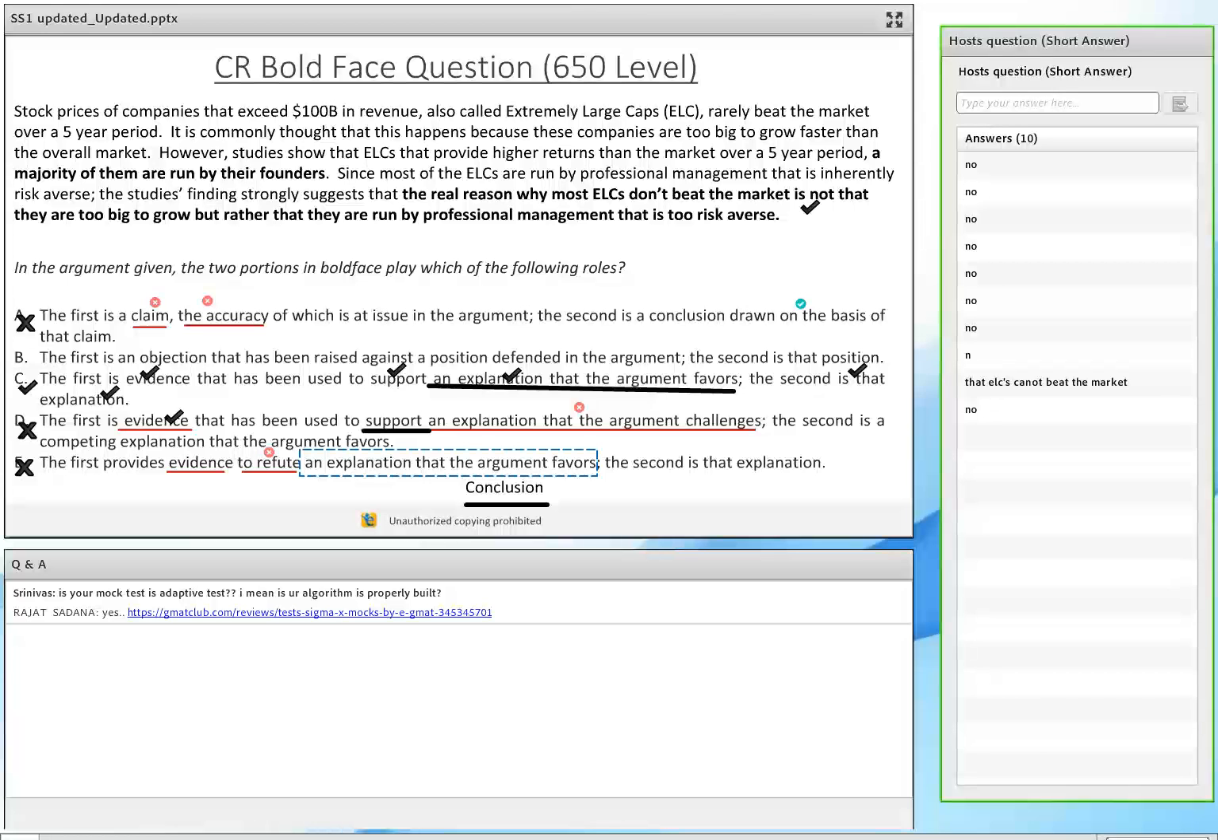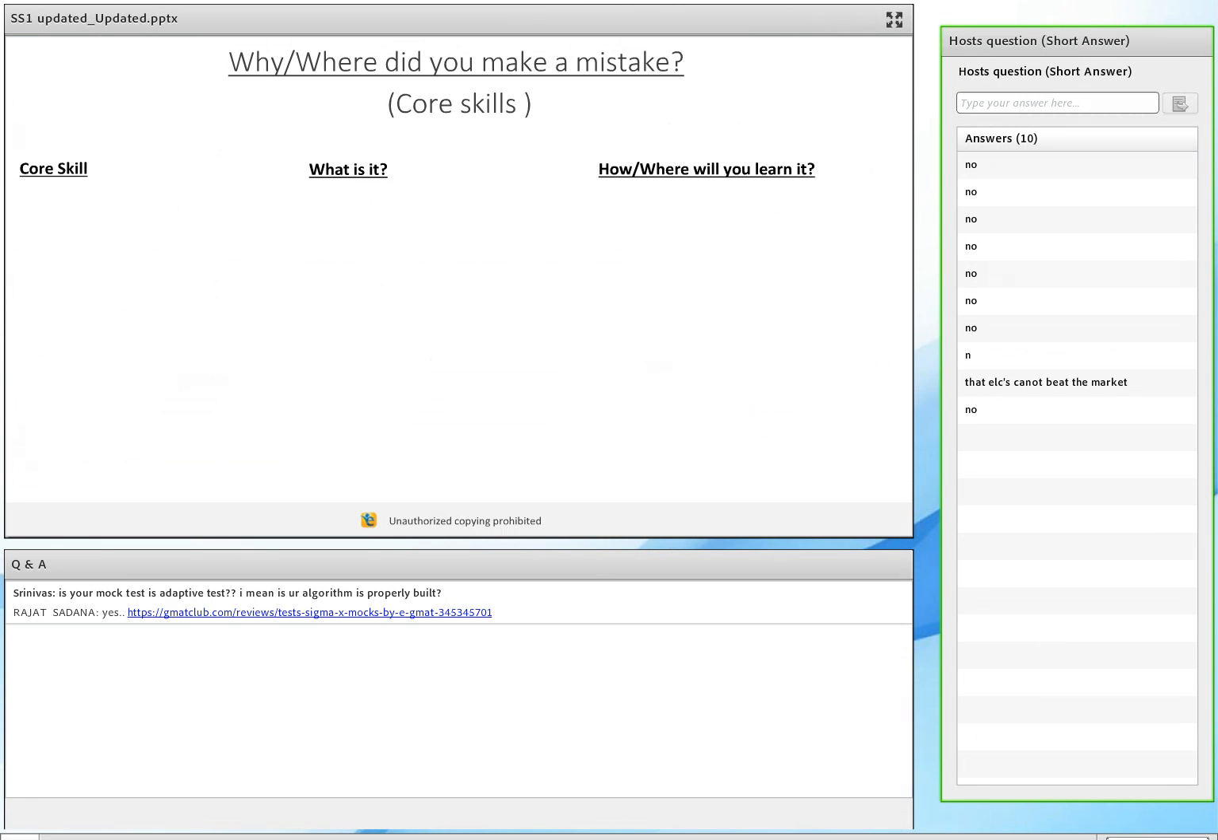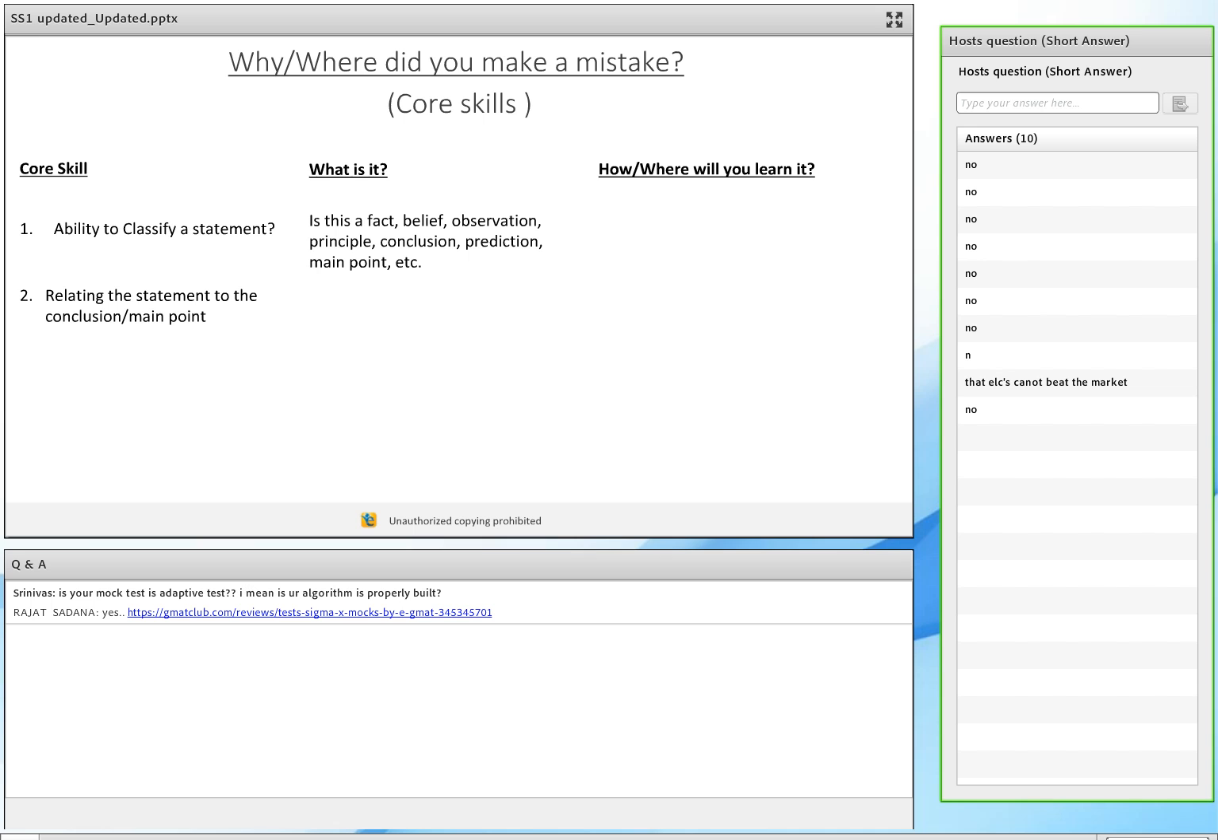Now remember, I said I'm not going to teach you boldface, but I'm going to tell you what the core skills are over here. So let's look at the core skills that are tested on this particular question. There are 4 core skills tested on this question. The first one is the ability to classify a statement. Is that statement a fact, a claim, a principle, a belief, or so on and so forth? The second is how that statement relates to the conclusion or a main point, whether the statement supports the conclusion or refutes the conclusion or provides context to the conclusion.